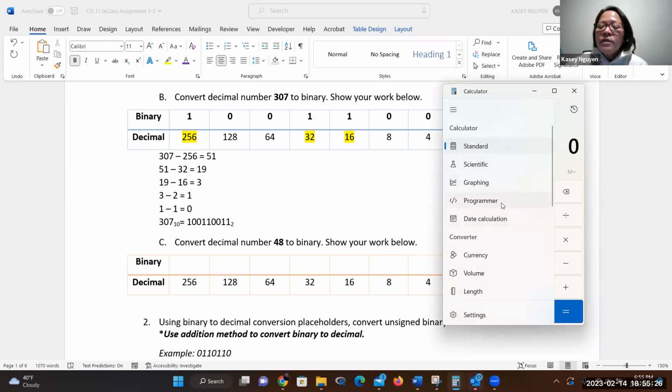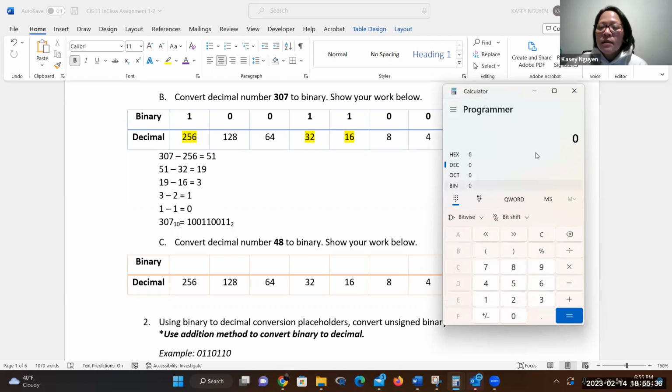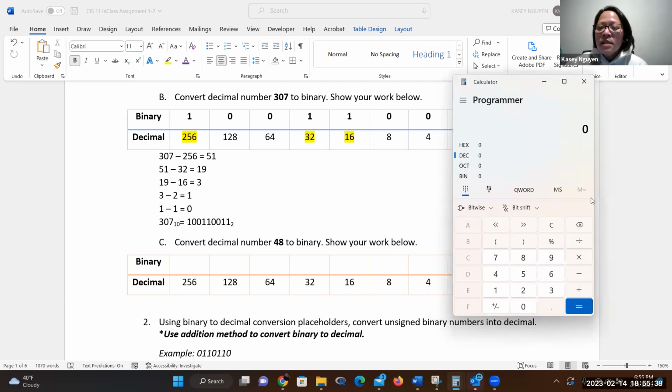But to check your answer for this class or even discrete class, you can use your programmer mode. So I simply click this, which is for your navigation, and then I choose programmer. So it's going to look like this. Now, if I'm using a decimal number, I would select DEC for decimal. Normally it's selected for you by default. So I would punch in 307 in decimal.